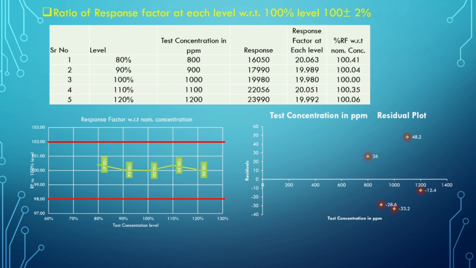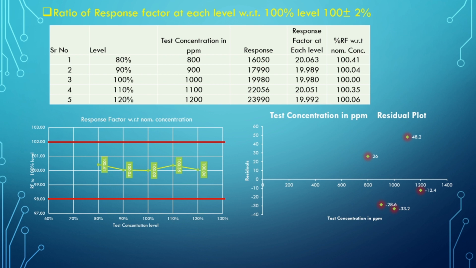Now you can see on the screen, on the left side I'm putting the ratio of relative response factor that I calculated, and on the right side it gives a very clear-cut indication of how much error is happening in this linearity, how much it is varying throughout this run. On the right side I'm putting the residual plot as per the ICH guideline. That doesn't make any sense to me. Some values show 26, some values show minus 28.6. It is not making any sense to me.